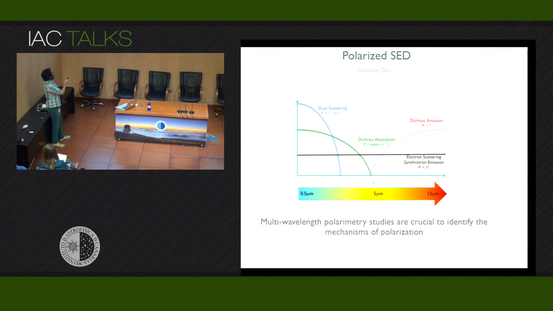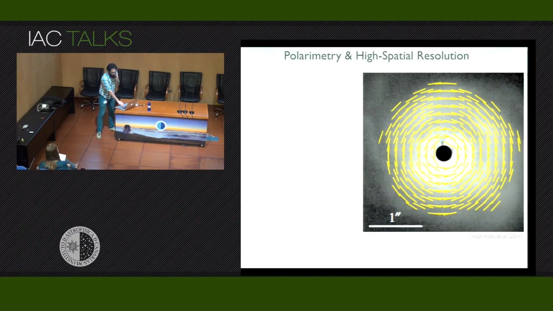If we go to the optical, we have the competition between dust scattering, electron scattering, and dichroic absorption, and it cannot be very well determined. But if we go to longer wavelengths, in the mid-infrared for example, we will have dichroic emission as the dominant mechanism of polarization if dust is important, and also electron or synchrotron emission. The other characteristic of polarimetry is the high spatial resolution.